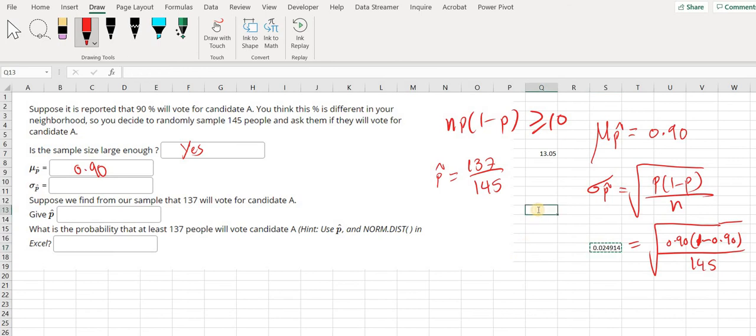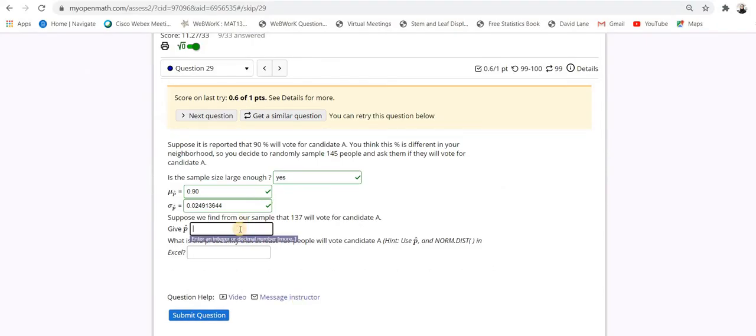So I'm going to compute that here. 137 divided by 145. That is the proportion. I'm just going to copy that and paste it in here. The last part, what is the probability that at least 137 people will vote for candidate A? Now, in this case, you notice that 137 is a number and 145 is too large to create a binomial distribution. We need to use the information we have because it meets the condition.